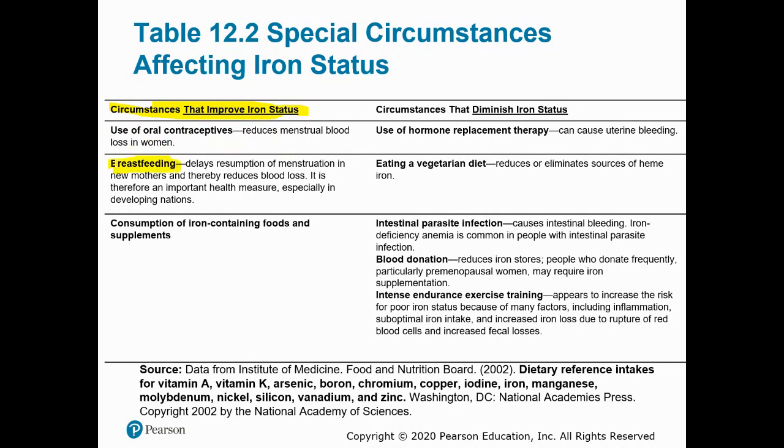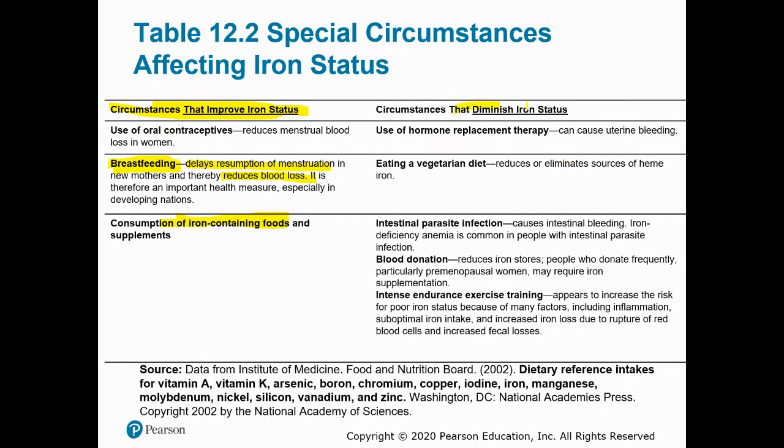Breastfeeding also delays menstruation, so that's also going to reduce blood loss. And then consuming iron-containing foods, of course, would improve body iron status. Okay, that's an interesting column.